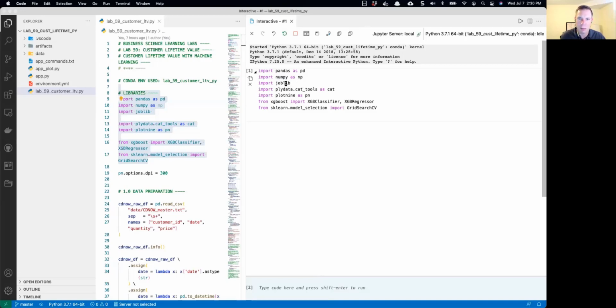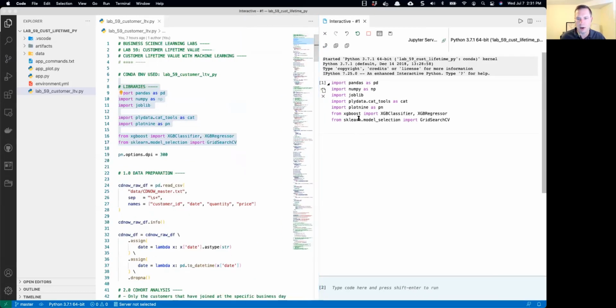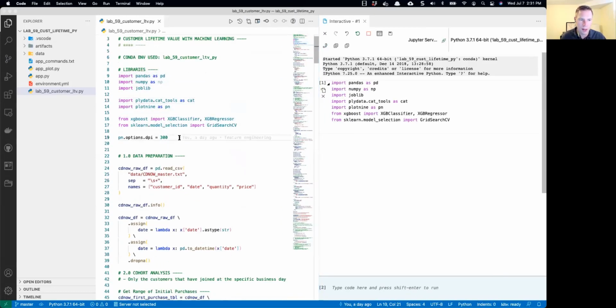We're going to import joblib. I'll show you what that's going to be used for a little bit later. There's pydata cat tools for working with categorical data, and then plotnine for doing some static plotting. And then the main machine learning libraries that we're going to be using, XGBoost. We're importing the XGBClassifier and XGBRegressor. Then we're going to use Scikit-Learn's GridSearchCV on both of these to create our machine learning models. Okay, one more thing, I'm going to set the options for my plotnine, DPI equals 300.